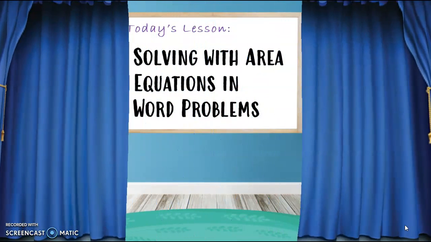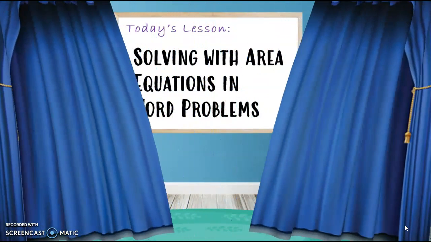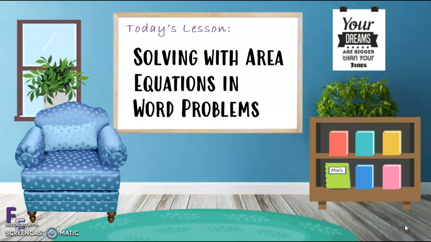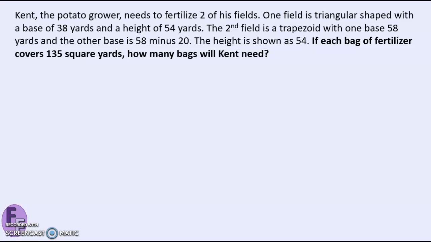In today's lesson, we will be looking at solving with area equations in word problems. Kent the potato grower needs to fertilize 2 of his fields. One field is triangular shaped with a base of 38 yards and a height of 54 yards.